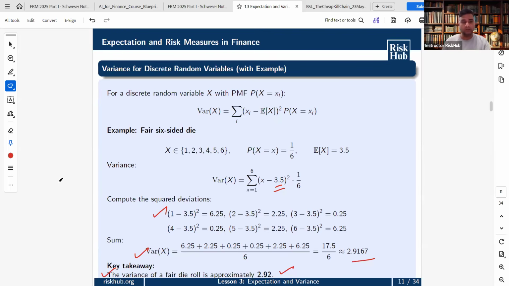So for a discrete random variable, this is the formula: the sum of (xi minus E[X]) squared times the probability of X = xi. You use the value x minus expected value of X, 3.5, squared, times 1 by 6. So 1 minus 3.5 squared is 6.25, 2 minus 3.5 squared is 2.25, then 0.25, and so on. And you add it up, and you got it, right? So it's very straightforward. Okay.